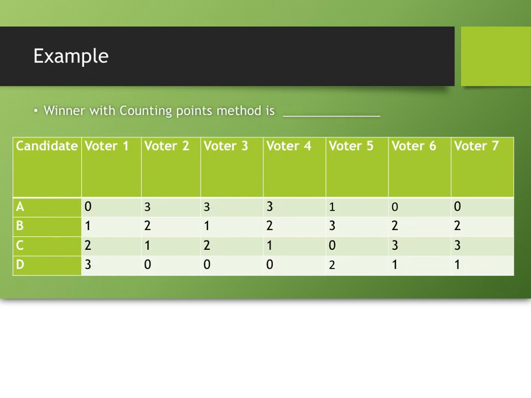All right, I want you to push pause and try to calculate the counting points method. Hopefully you counted all of those. What I got is A gets 10 points, B gets 13, C got 12, and D got 7. If I miscount, I'm sorry about that, but I did that real quick. I could be wrong, and you'll let me know in the comment section if I am. Anyways, if I counted right, then B is the clear winner there.